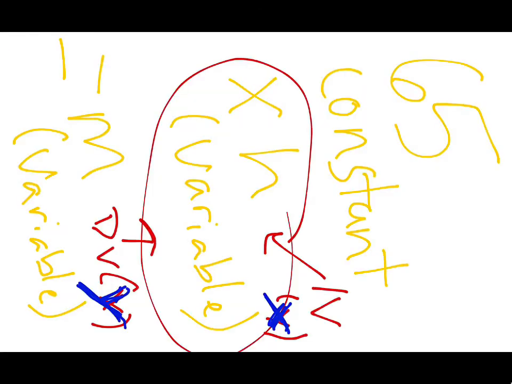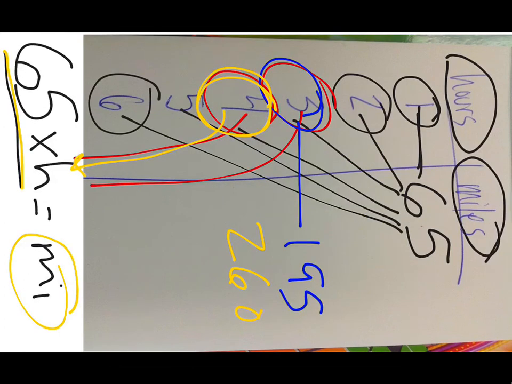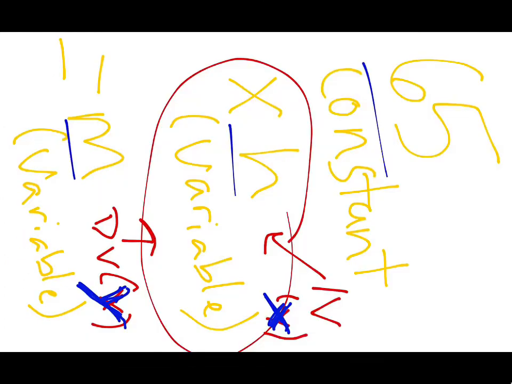So now we're taking a look, and we have our equation 65 times h equals m. We have our table filled in, seeing that my 65 is always my constant because it's the same every single time. That number never changes. And then I would work with my other two variables, miles and hours, to fill in my chart.